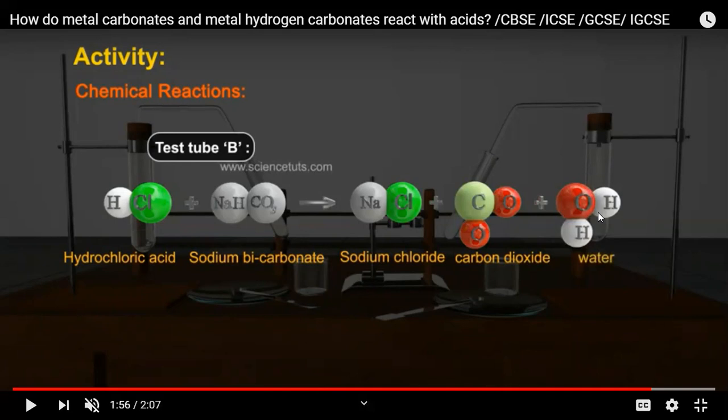So if you are clear with the general reaction, there will be no issue in framing the equations for different types of metal bicarbonates and metal carbonates reacting with acids. But if you're not sure about the general reaction, you can always depend on the reactivity series. The element which is more reactive, like sodium in this case, will displace hydrogen.